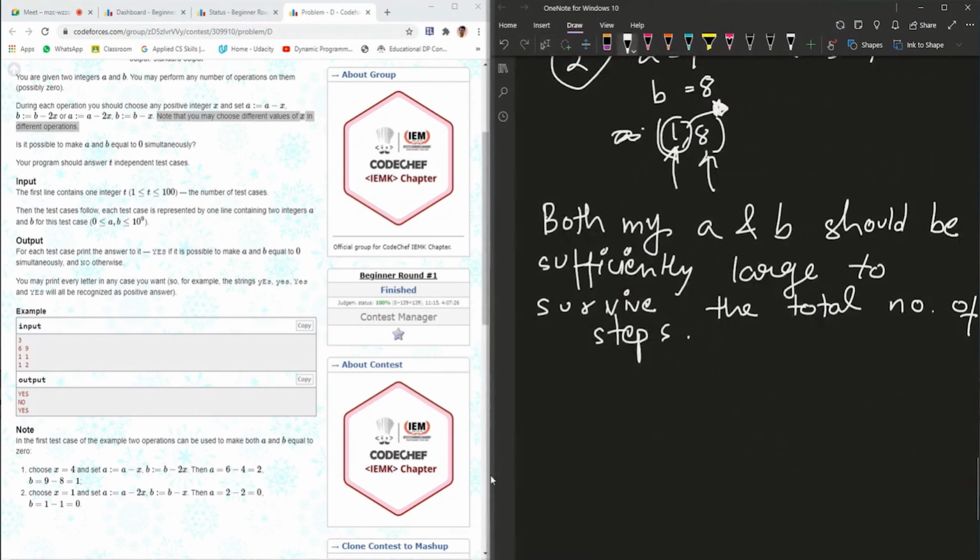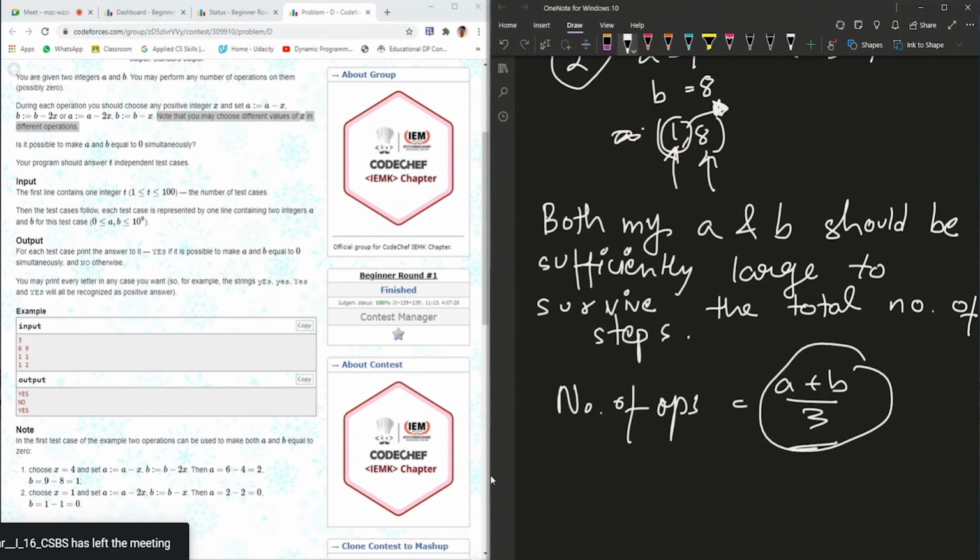Now, what is the total number of operations? Total number of operations will be equal to A plus B by 3. This will be my total number of operations. Have all of you understood why the total number of operations is A plus B by 3? Yes. Okay, so can you tell me what will be my second condition? I want both my A and B to be greater than or equal to A plus B by 3. Okay, I think that we can move on to the code now.